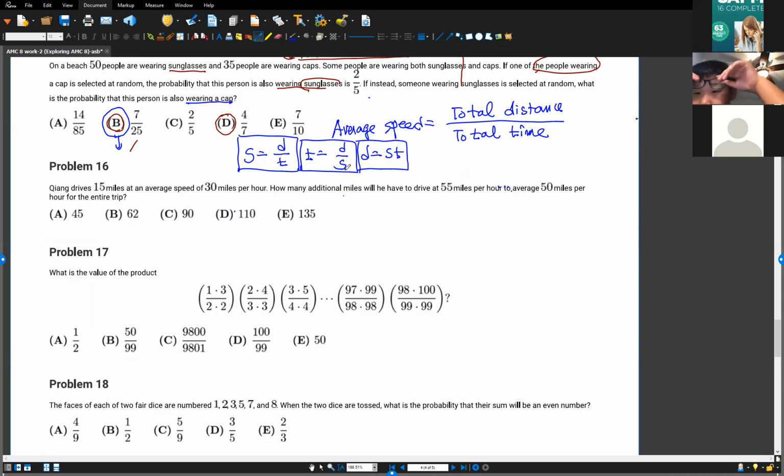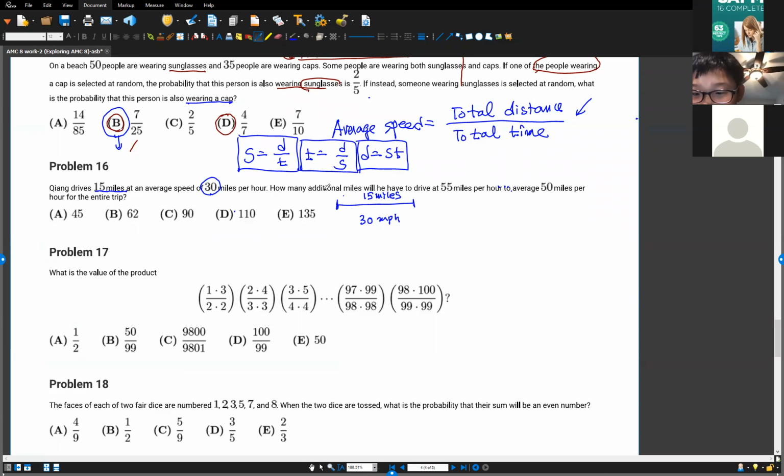So we follow the definition over here: total distance over total time. That is the average speed. Okay, in this question, I have two different sections. The first section is 15 miles, from here to here. But only in this section, they drive with this speed, 30 miles per hour. That is the speed.